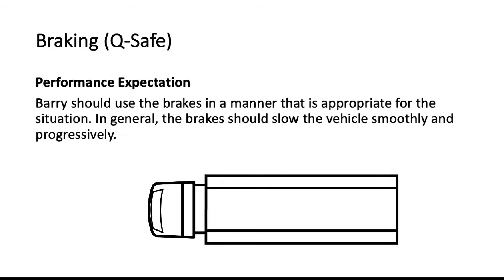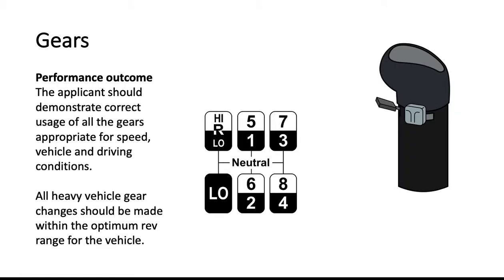Let's take a look at the performance expectation for braking. Barry should use the brakes in a manner that is appropriate for the situation. In general, the brake should slow the vehicle smoothly and progressively. So if Barry works on his observation and scanning up ahead of what's happening, prioritizes the hazards, then he will be more likely to respond early and create space and time to brake smoothly.